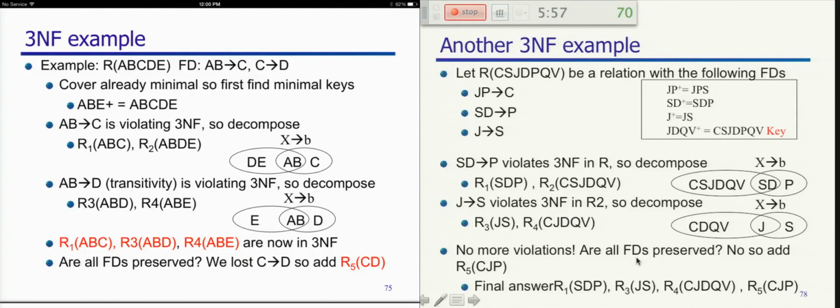Then I have to check if all the FDs are preserved or not. So let's check all the FDs to make sure that they are preserved. And I can see that I don't have any tables which currently allows me to preserve JP determines C. Okay, so I need to add R5 back in so I can preserve this functional dependency as well. So the final answer is going to be R1, R3, R4, and R5.